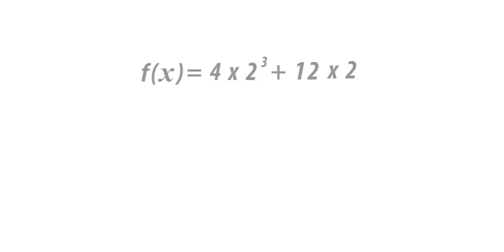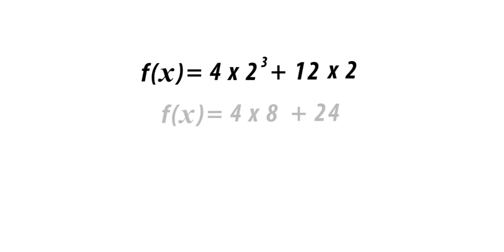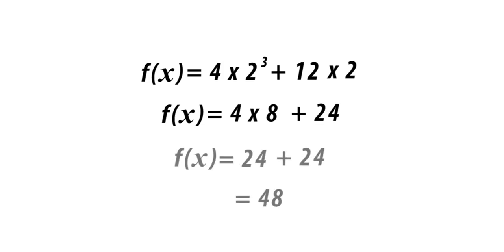That means f prime of x is equal to 4 times 2 cubed plus 12 times 2. And so that will give us f prime of x is equal to 4 times 8 plus 24. And that will give us 24 plus 24, which is 48. So f prime of x is equal to 48. Therefore, the gradient of the tangent of f of x at x is equal to 2 is 48.